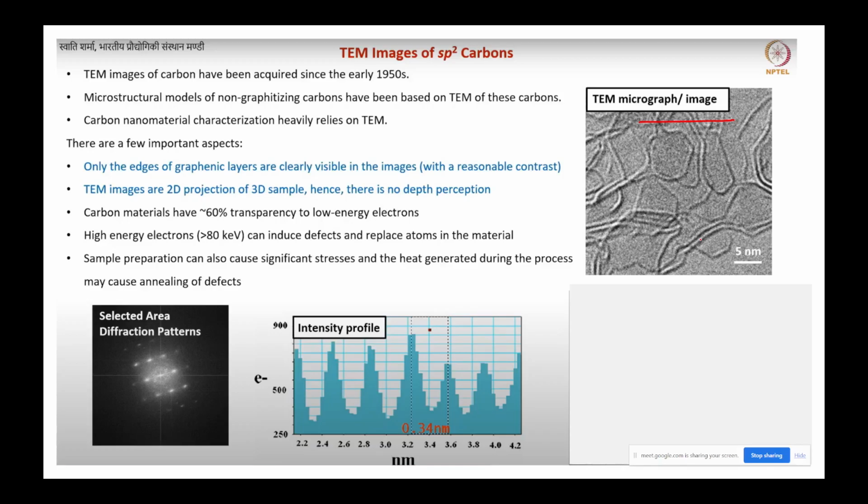So the carbon materials have 60% transparency to low energy electrons. High energy electrons can induce defects and replace atoms in the material. But here the sample preparation can also cause significant stresses, and the heat generated during the process may cause the annealing of defects. So you can find some defects that could be from the sample preparation as well as because of the annealing. So this is the intensity profile, and this is the SAD pattern, selected area diffraction pattern, and this is your TEM image of the carbon material.